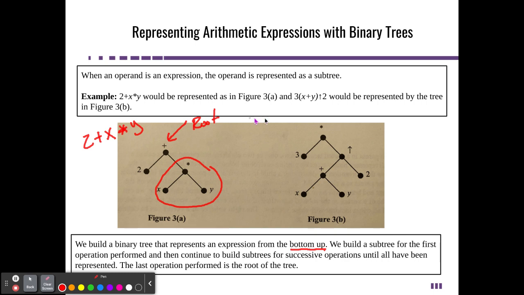So remember, this is the root of our tree. All right, so the next one is 3(x plus y) raised to the second power. Order of operations would tell us we're going to do x plus y first. So x plus y comes first. So that's our first subtree. Then we're going to take that solution of x plus y and raise it to the second power. And then we're going to take that operation and multiply it times 3.